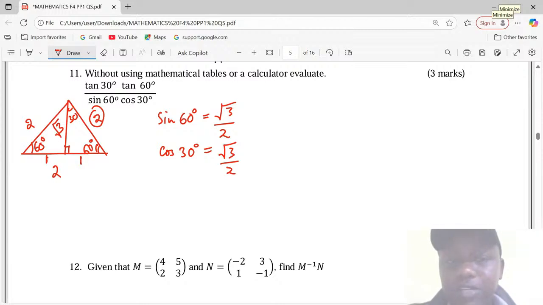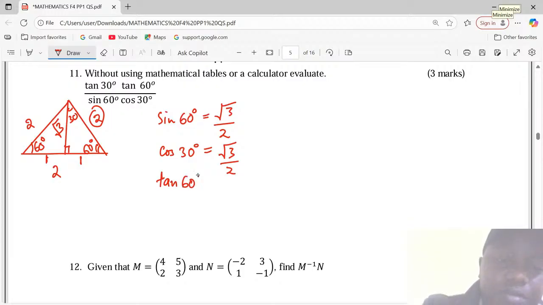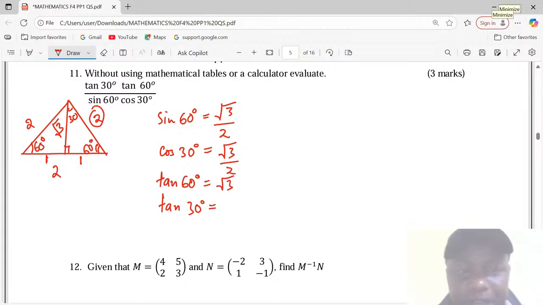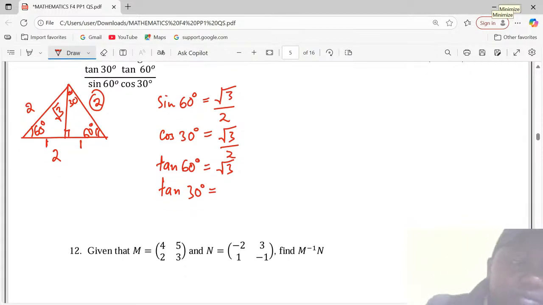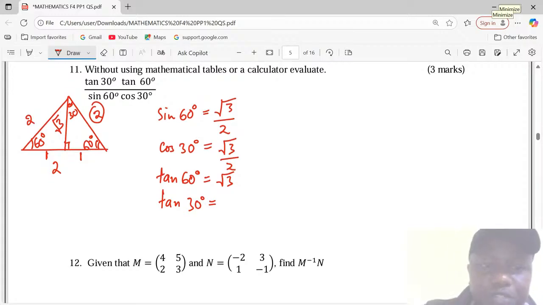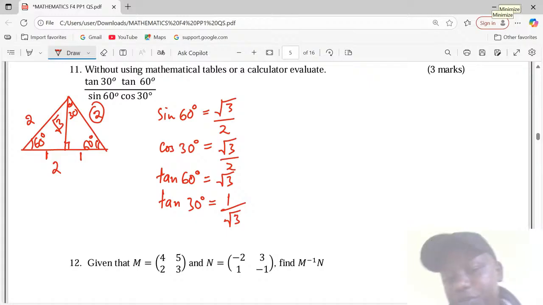Then for tan of 60, we shall talk about the opposite, root 3, divided by adjacent, which is just 1. So it remains root 3. We should now proceed to talk about tan 30. The tan of 30, referring to the angle of 30, will be given by opposite, which is 1, out of the adjacent.